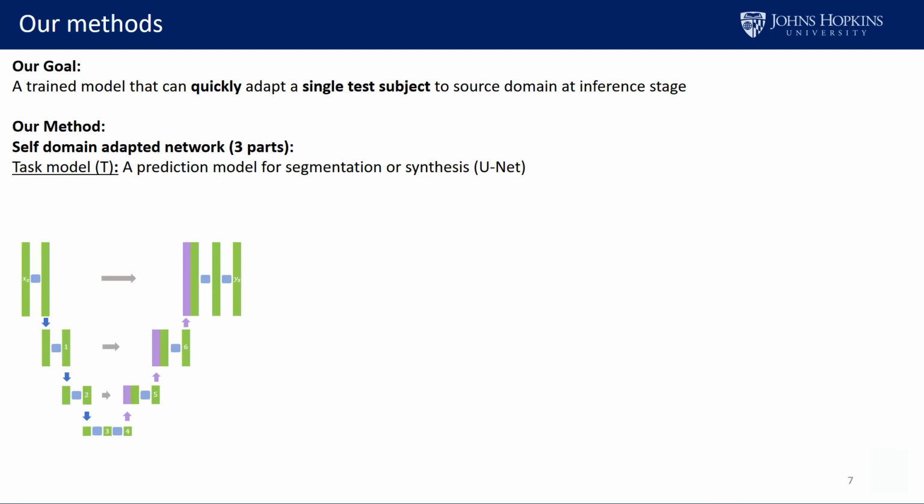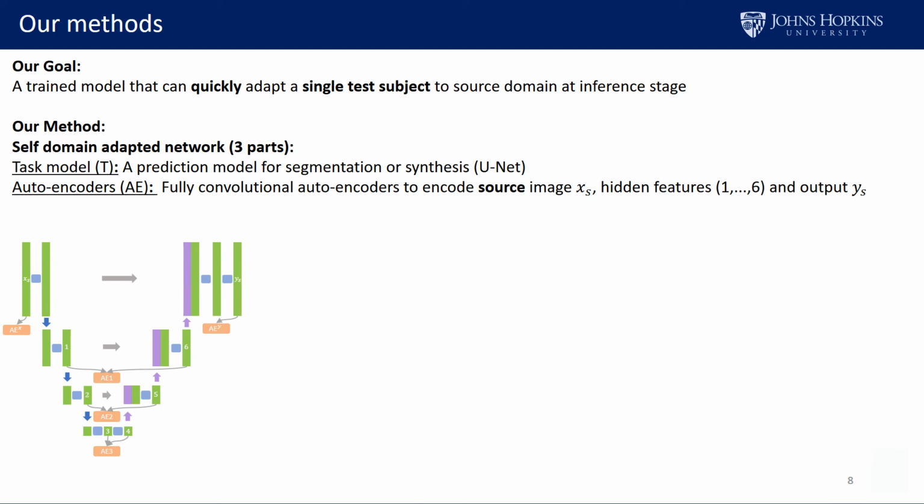And here we propose our method called self-domain adapted network, which consists of three parts. The first is the task model. It's a prediction model for segmentation or synthesis, for which we use a UNet in our experiments. The second is the autoencoders. It's a fully convolutional autoencoder to encode source image XS into hidden features 1 to 6, and output YS. Here we use this AE X to autoencode this input image XS, and the features from the same resolution level are concatenated and sent as input to the autoencoders.